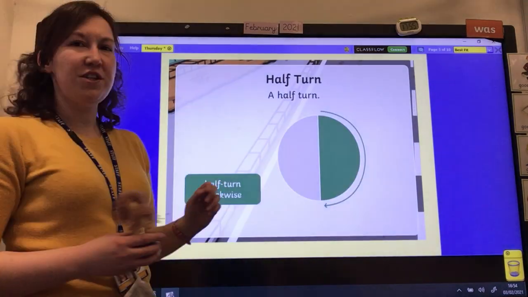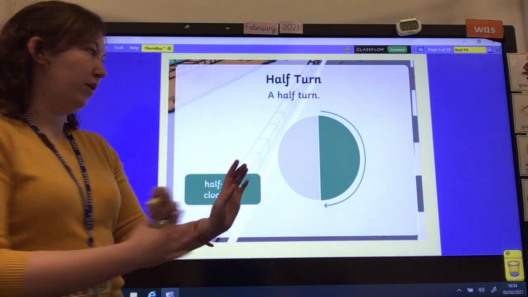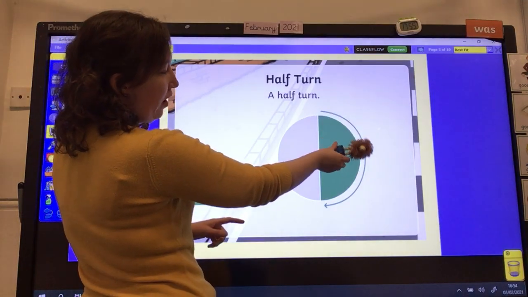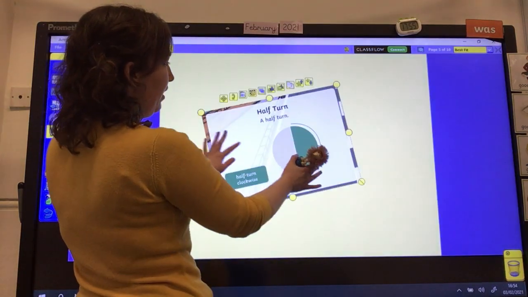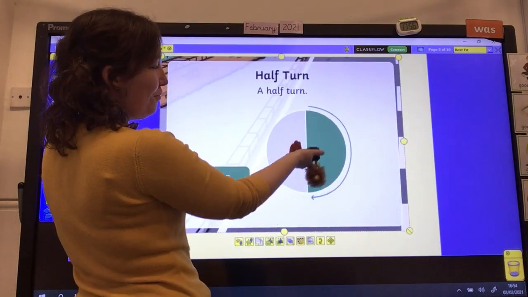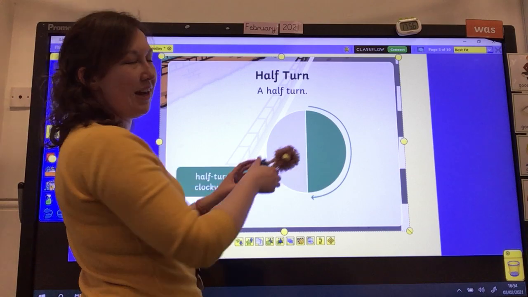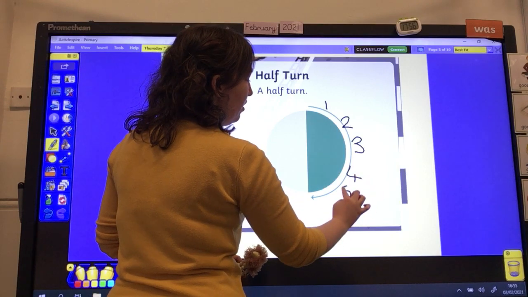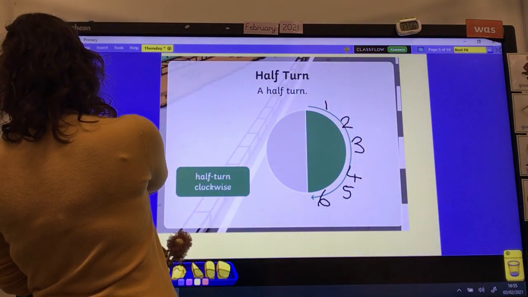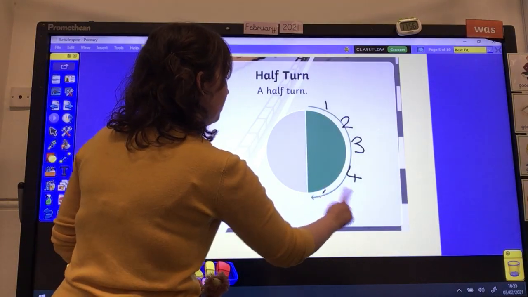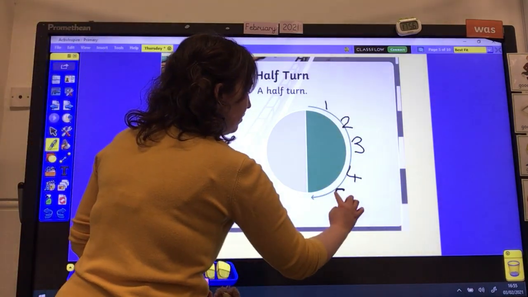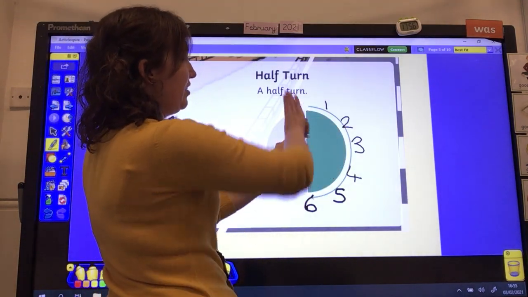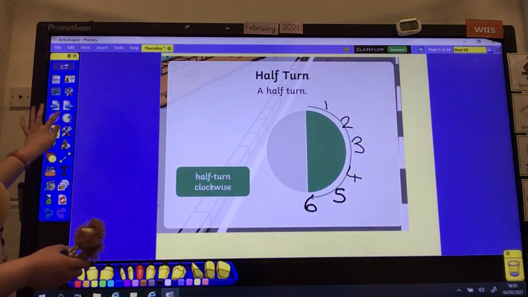So we can have half turns that go clockwise or anti-clockwise, or even right or left. So here's my line again. He's gone clockwise because he's gone halfway round in the same direction as a clock. Imagine that this was your clock and you had your numbers 1, 2, 3, 4, 5, 6. He's gone in the right direction, going the same way as the hand. So he's gone clockwise half a turn.